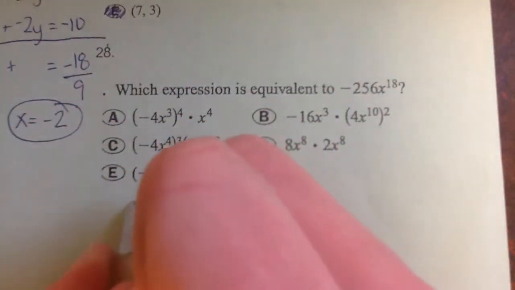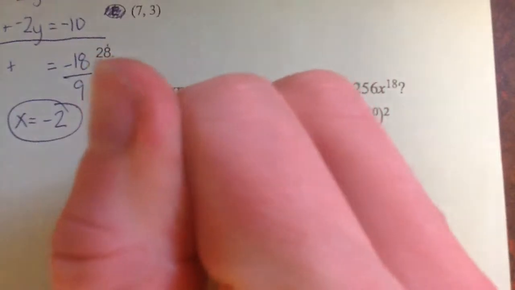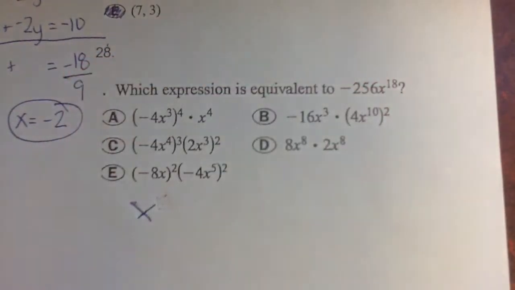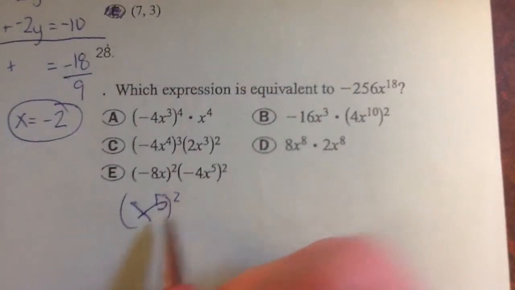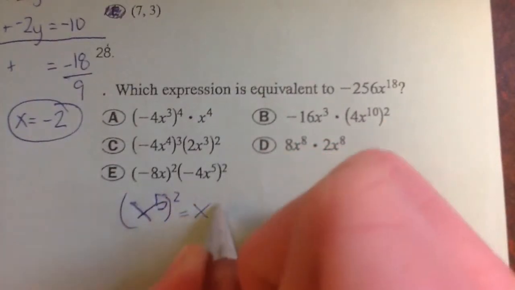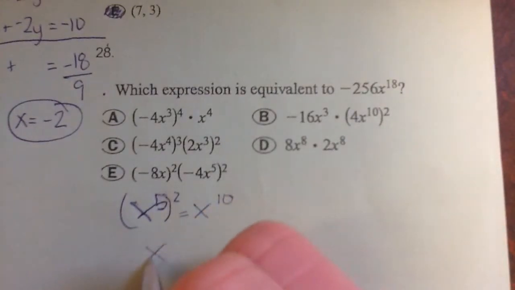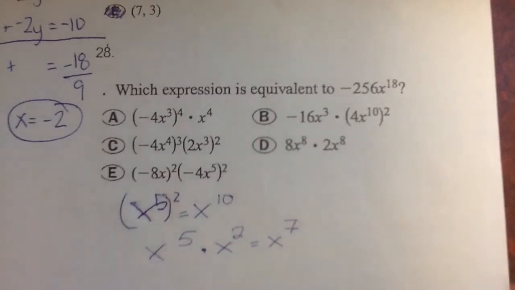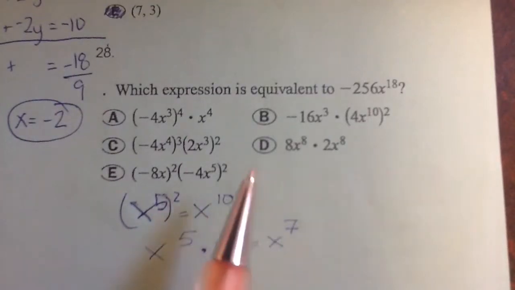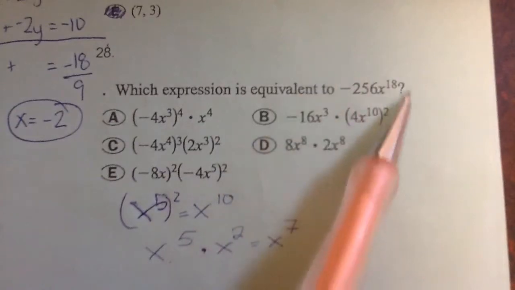One of the rules we need to know is that if we take x to the 5th, and then raise that to another power, we actually multiply these values. So I end up with x to the 10th. Now, if I have something like x to the 5th times x squared, I end up with x to the 7th. So I think those are the two rules that we need to know. When we multiply powers with the same base, we add the exponents, and when we raise powers to other powers, we multiply the exponents.